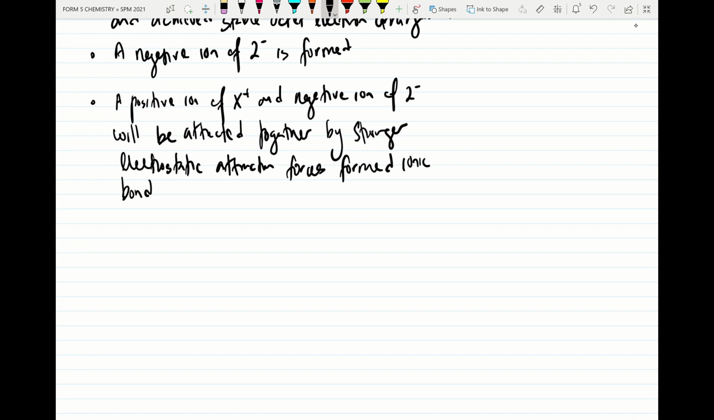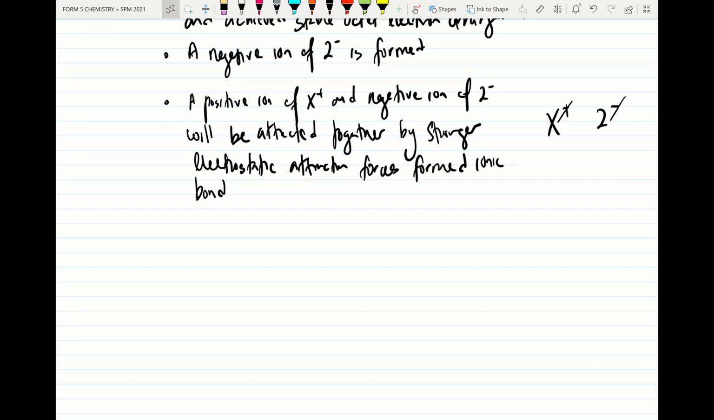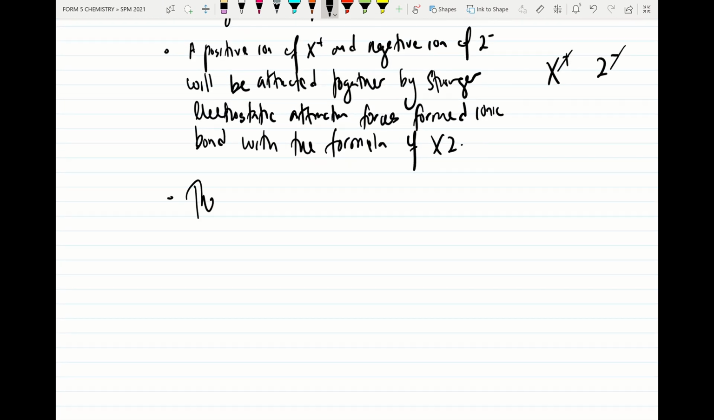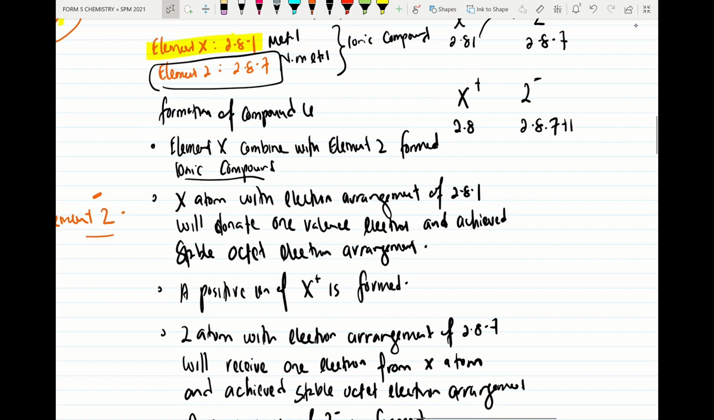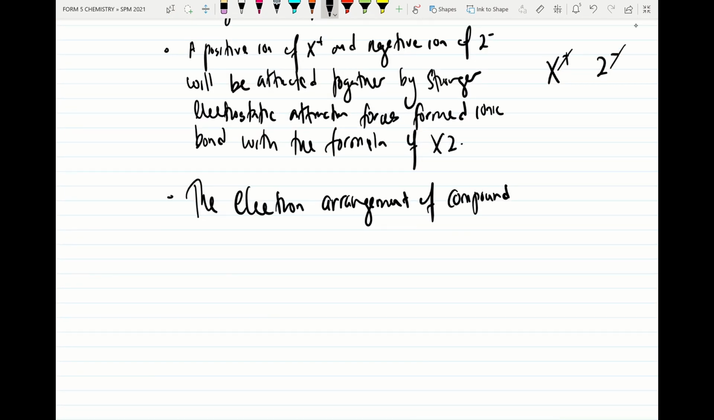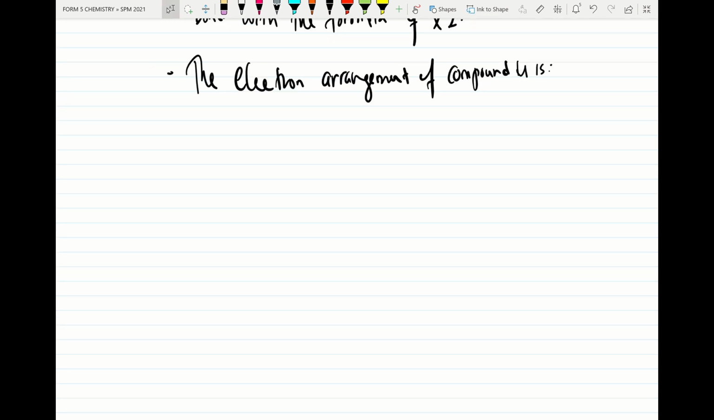So we already have X positive and Z negative. How to do the electron arrangement? So we put here form ionic bonding with the formula. Don't forget to write the formula of XZ. So we already get another mark. So we go for the electron arrangement of compound. So what is the compound? Please check here the compound, the electron arrangement of compound, using dot and cross.